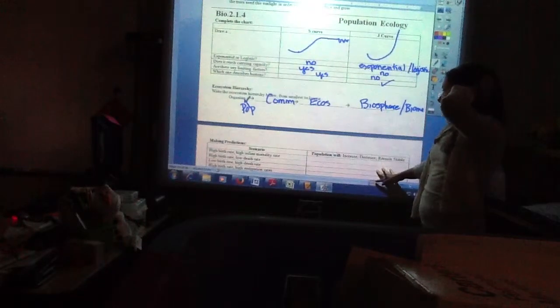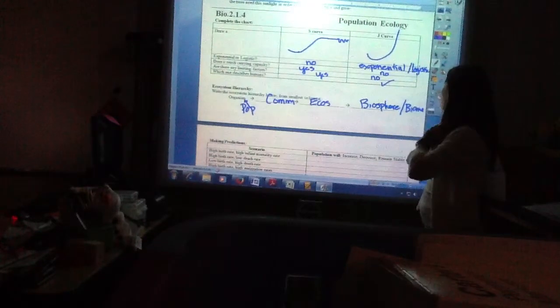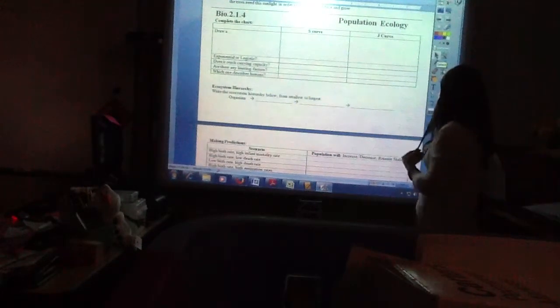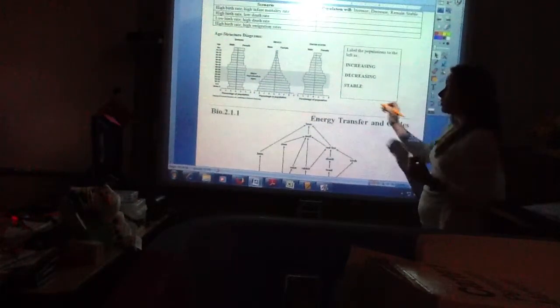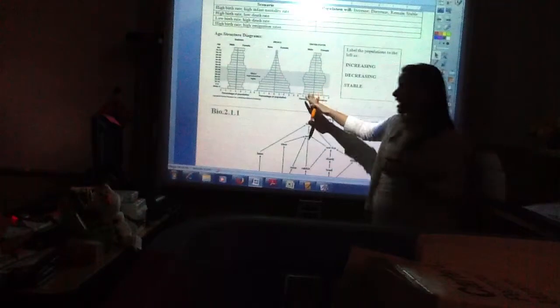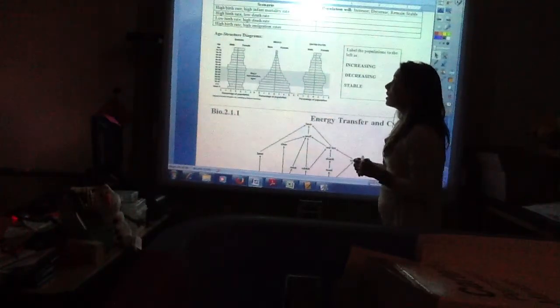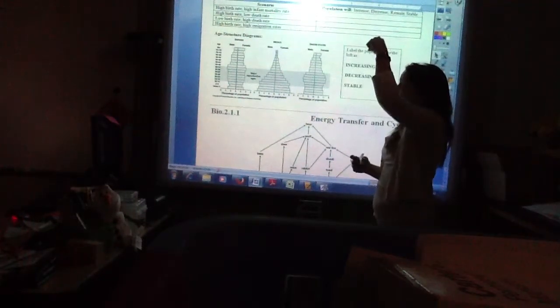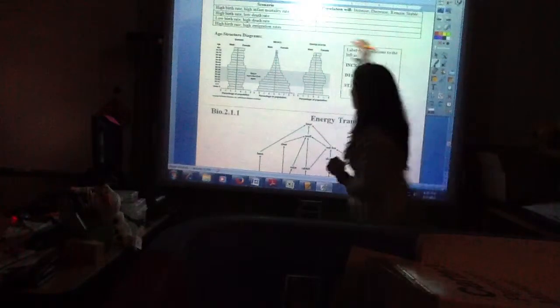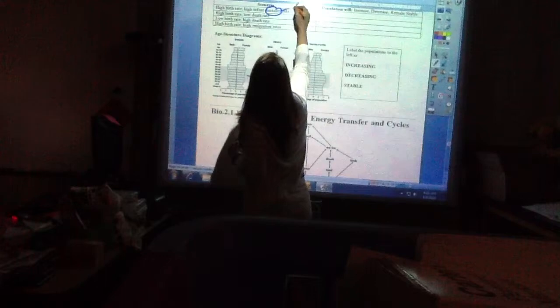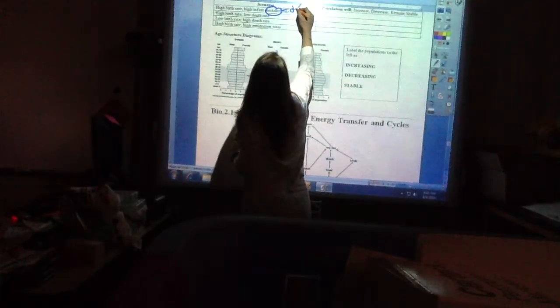Then it wants you to make a prediction about whether the population will increase, decrease, or remain stable. And you have some of these charts. Now remember, these charts look just like the pictures we saw before. If there's a high birth rate, but there's also a high infant mortality, keep in mind that infant mortality means that the babies die young.